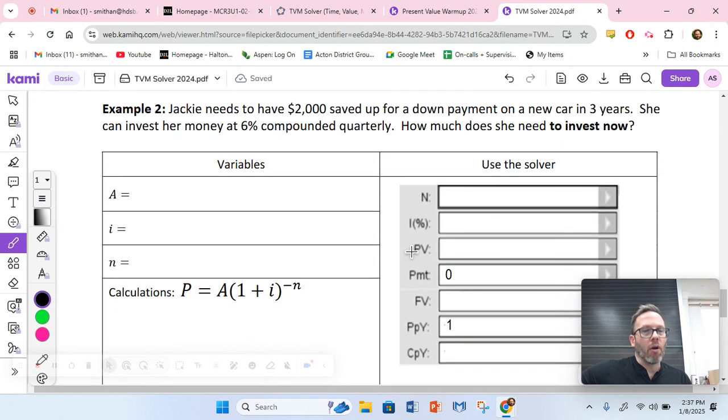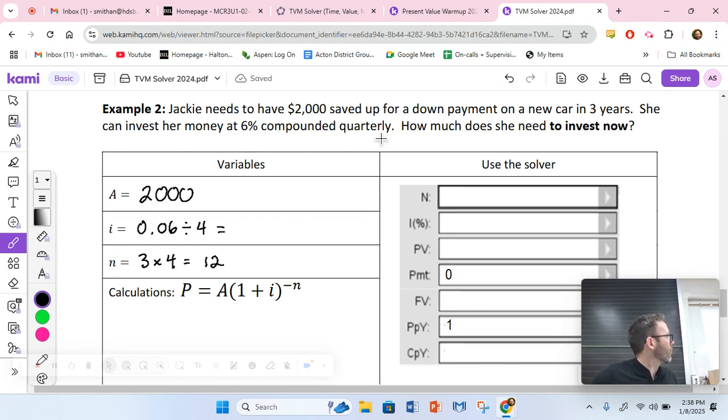If you guys are okay, you know what? It doesn't take too long, so let's just do it by hand too. So this is a present value question. Jackie needs to have 2,000 saved up for a new car in 3 years, and she's investing quarterly at 6%. So 0.06 divided by 4, why 4? Because it's quarterly. And 3 years times 4, because it's quarterly.